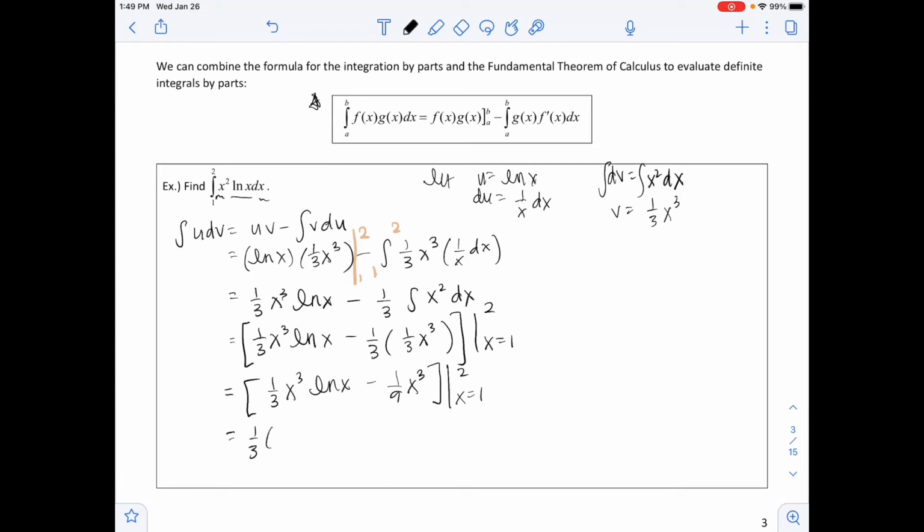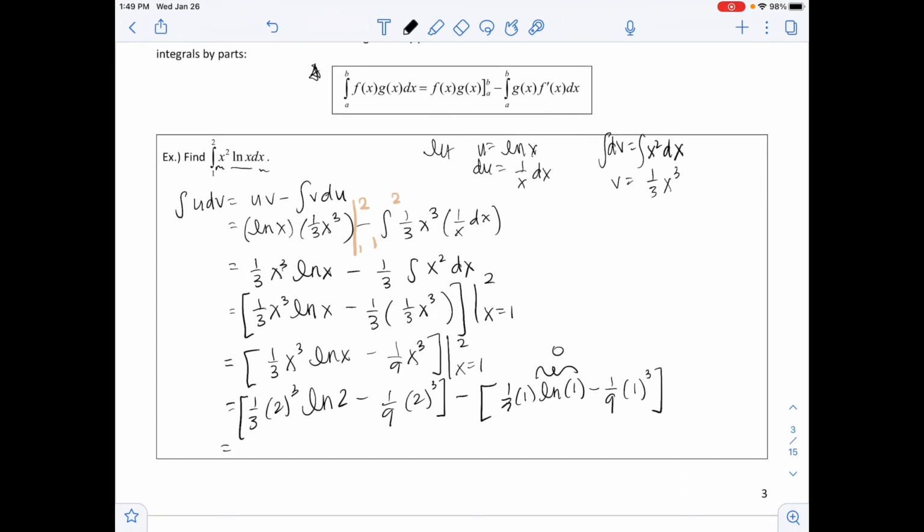So I have 1/3 times 2 cubed ln of 2 minus 1 over 9 2 cubed minus, and then I'm going to substitute in 1. So I have 1/3 times 1 times ln of 1 minus 1 over 9 times 1/3. And we know that ln of 1 is just 0. So from here we can clean this up even more to arrive at a final answer.